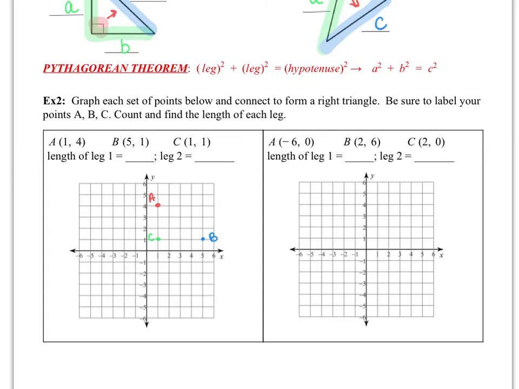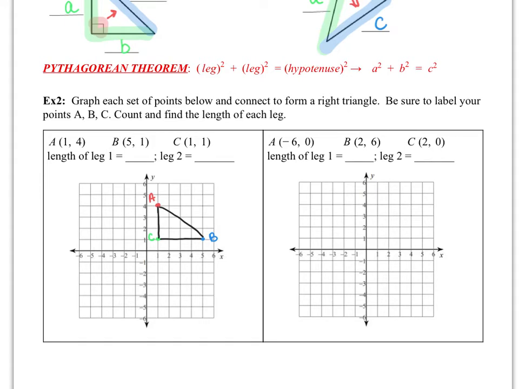Now let's not confuse this A, B, and C with the A, B, and C in the Pythagorean theorem. There's actually a big difference. Notice that these are lowercase letters and these are uppercase letters. So now I'm going to connect these points to form a right triangle.